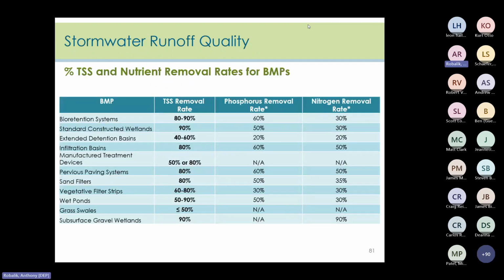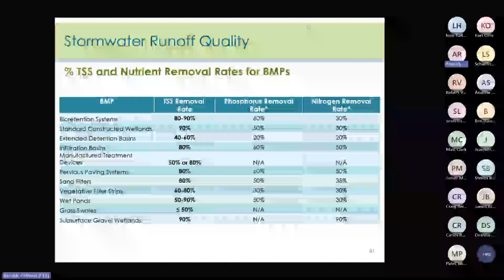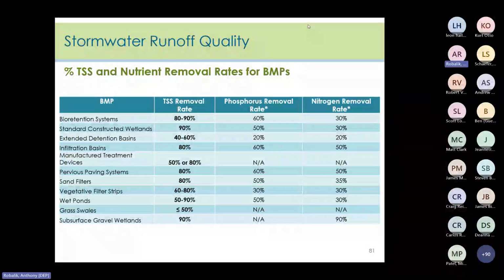So in addition to the TSS removal rates, there were also phosphorus and nitrogen removal rates associated with almost every BMP in the manual. And here's the table here, but you can find this in chapter 4 of our BMP manual.